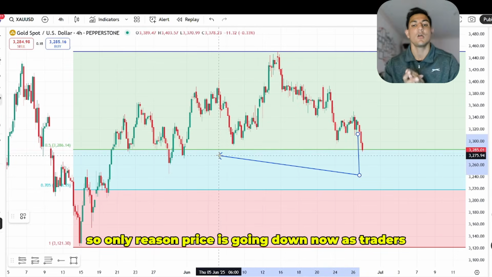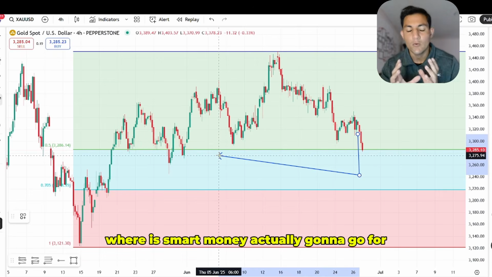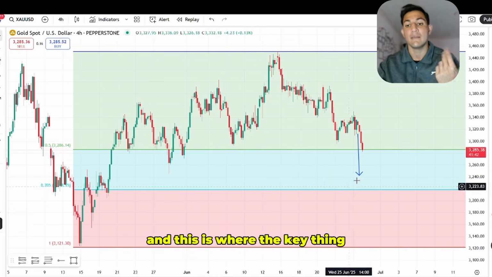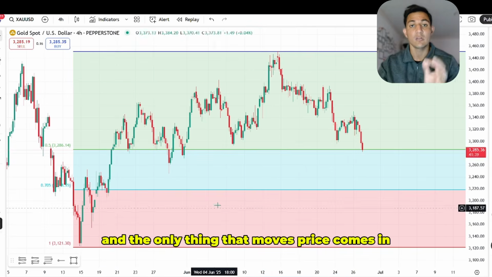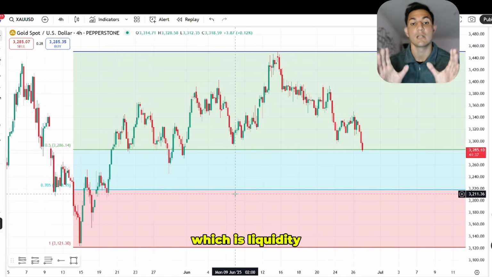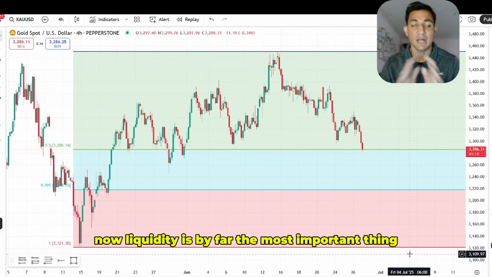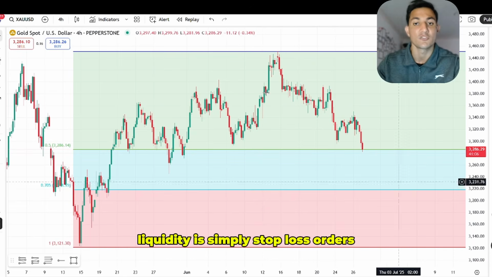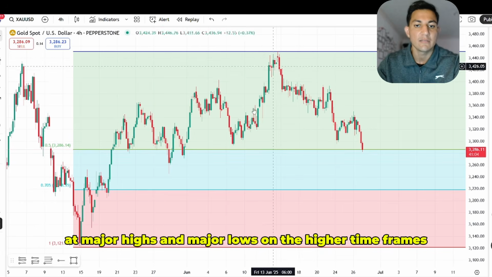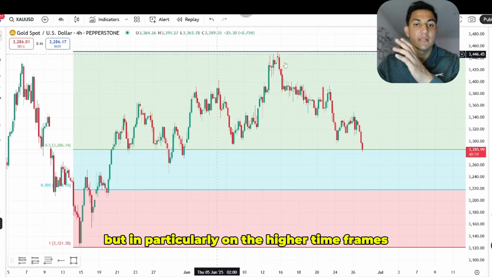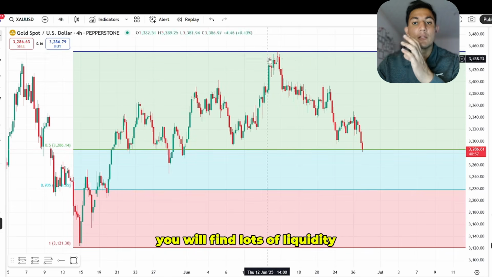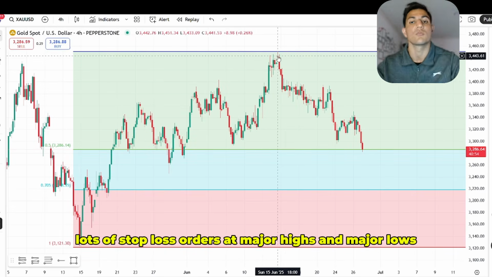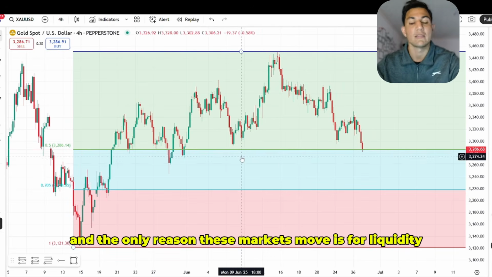Now, as traders, we need to see where smart money is actually going to go for. And this is where the key thing, the only thing that moves price, comes in, which is liquidity. Liquidity is by far the most important thing in all of trading. For those who don't know, liquidity is simply stop loss orders. At major highs and major lows, on the higher time frames in particular, you will find lots of stop loss orders. The only reason these markets move is for liquidity, for stop loss orders.